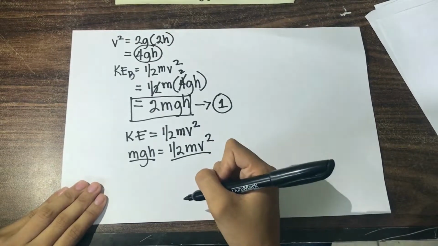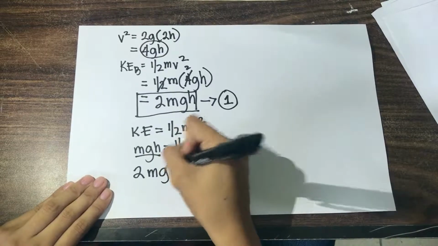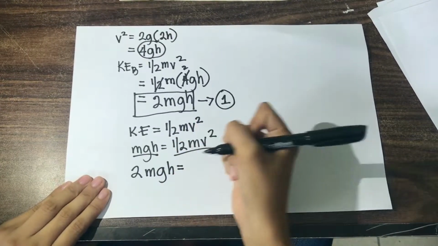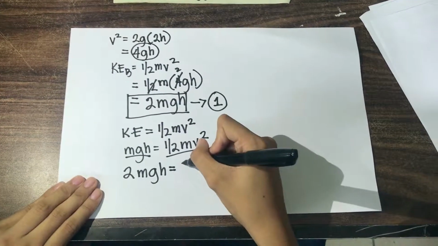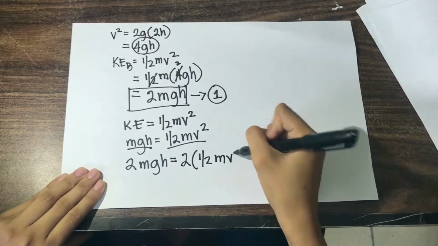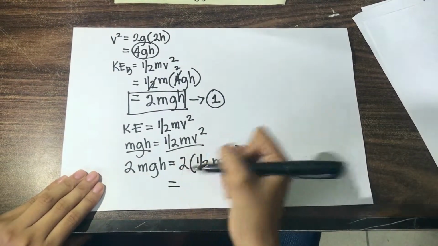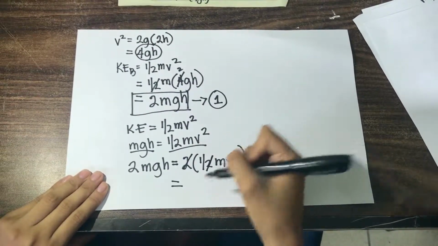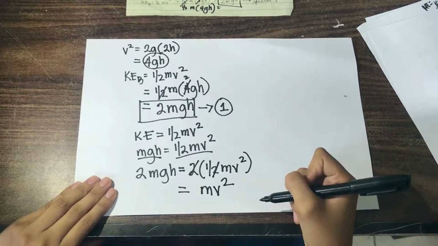The kinetic energy of object B is 2mgh, as what we have earlier. Substitute mgh by 1/2 mv squared. Then, simplify. Cancel. The answer is mv squared.